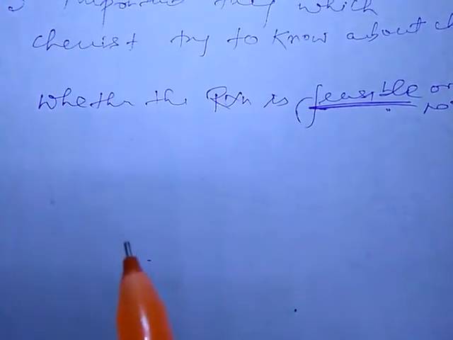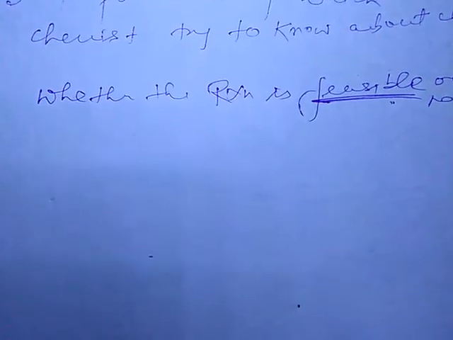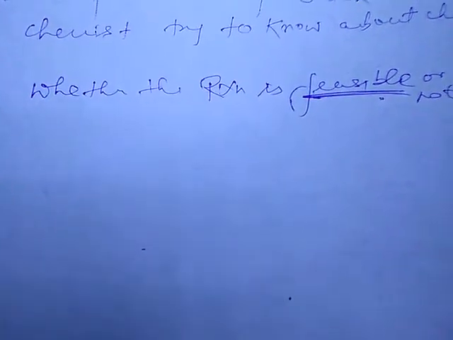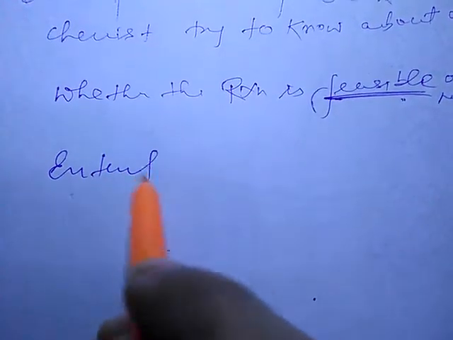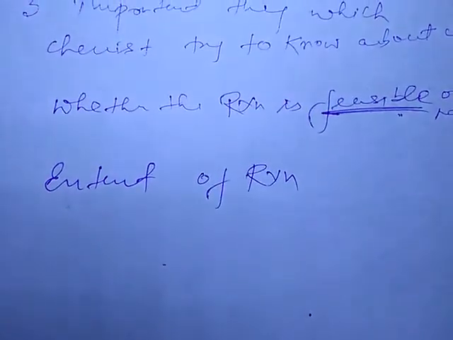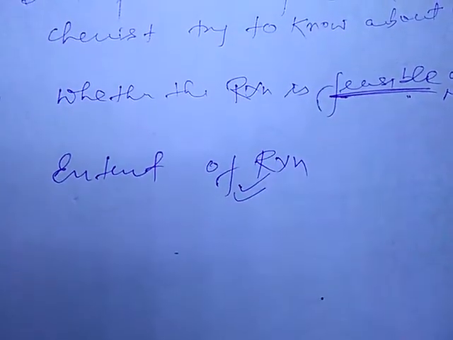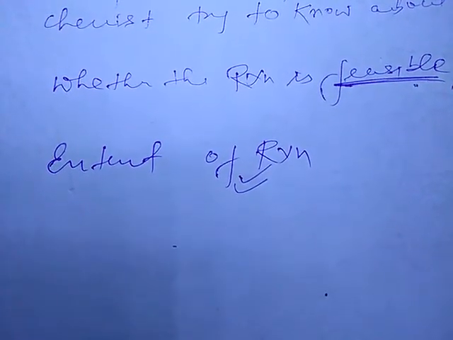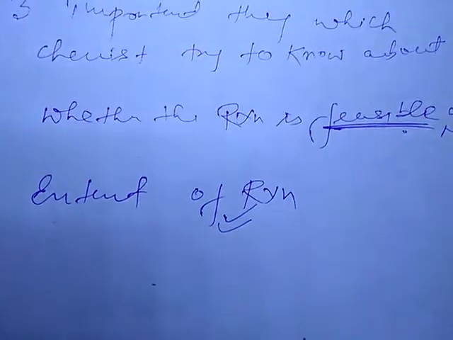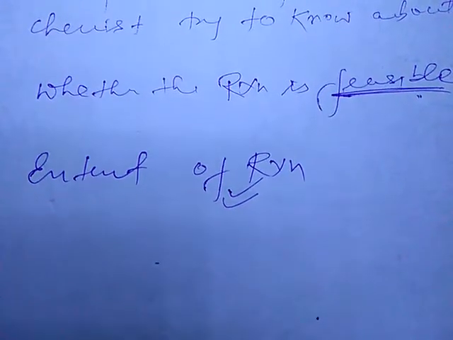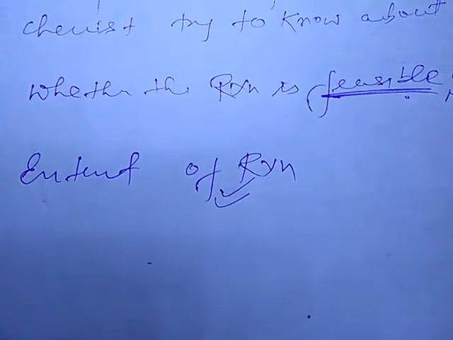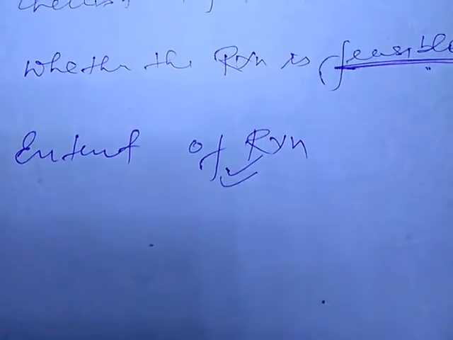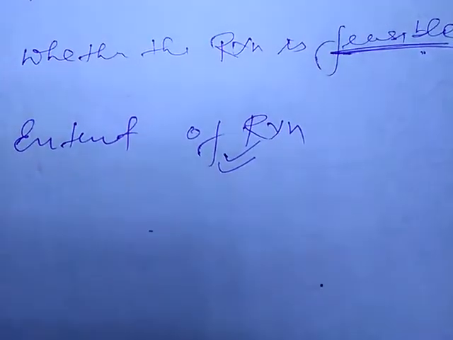The second thing which anyone wants to know about the chemical reaction is the extent, the limit up to which the reaction could proceed and reach equilibrium. Next is the extent of reaction, which means the limit up to which the reaction could reach. It can be known with the help of the branch of chemistry known as chemical equilibrium. So feasibility, meaning practicality, can be known with the help of thermodynamics, and the extent of the reaction, up to which limit the reaction would occur, can be known with the help of chemical equilibrium, which is one part of chemistry.